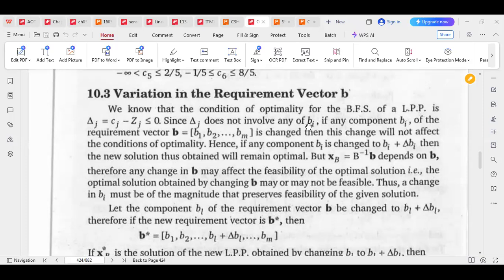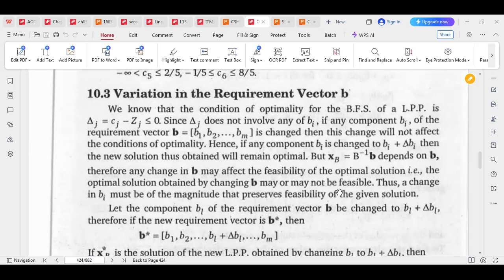Since delta z does not involve any bi, if any component bi of the requirement vector b, denoted b1, b2, up to bm, is changed, then this change will not affect the conditions of optimality. So if any component bi is changed, that means bi plus delta bi, just adding delta bi, then the new solution thus obtained will remain optimal. That means xb equals b inverse b from the given linear programming problem depending on b. Therefore, any change in b may affect the feasibility of the optimal solution. That is, the optimal solution obtained by changing b may or may not be feasible.